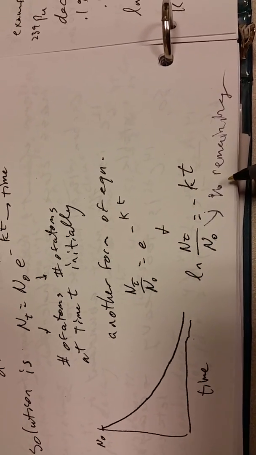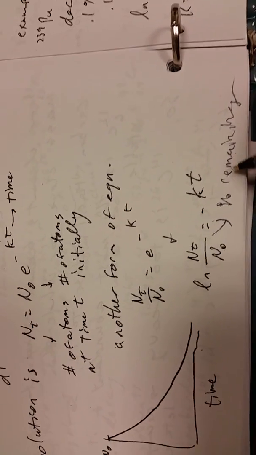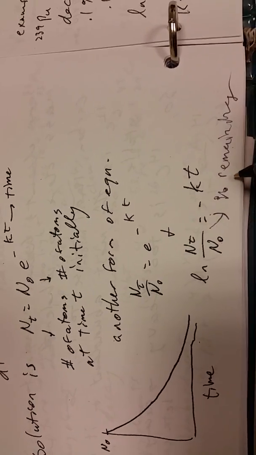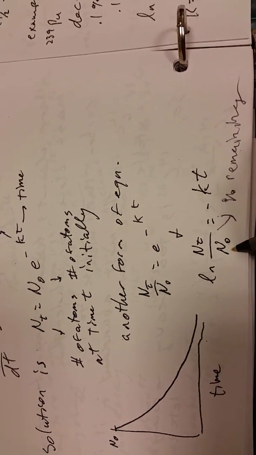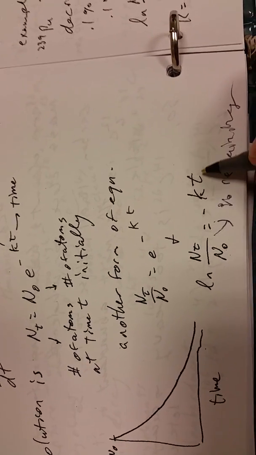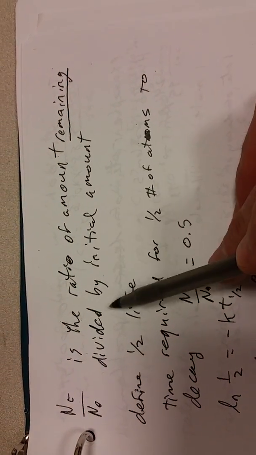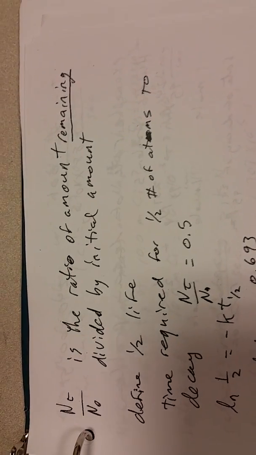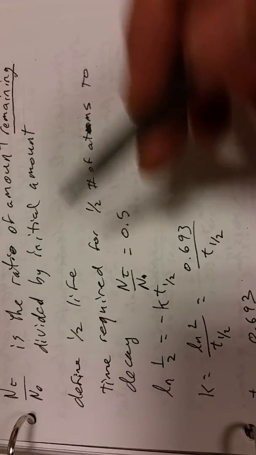In those problems, they'll mention something about percent remaining or percent decayed, and you have to translate that value that's given into this expression right here, Nt over N0. Once you know that, you can calculate the time it takes for that to happen. So Nt over N0 is the ratio of the amount remaining divided by the initial amount. It's different than the amount that has decayed, so you want to try to keep that straight.